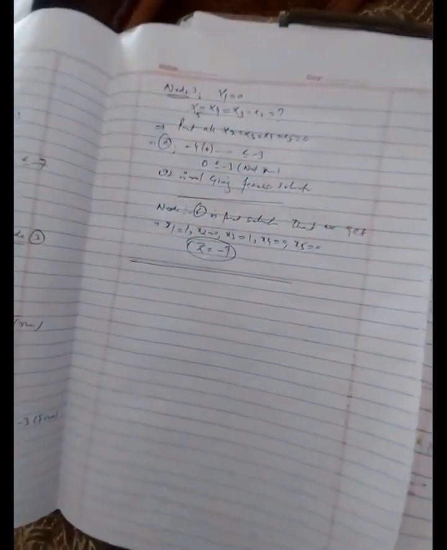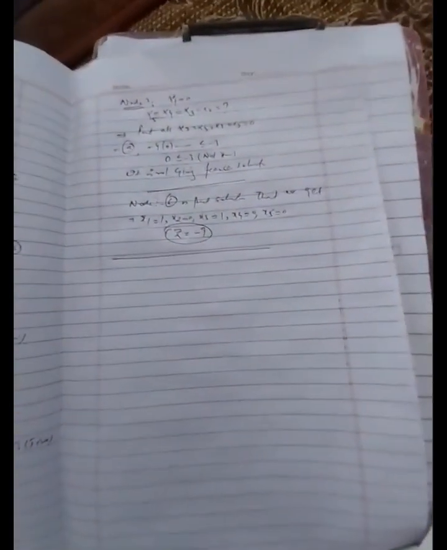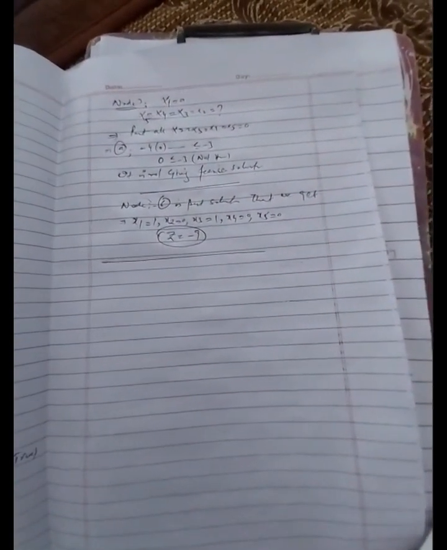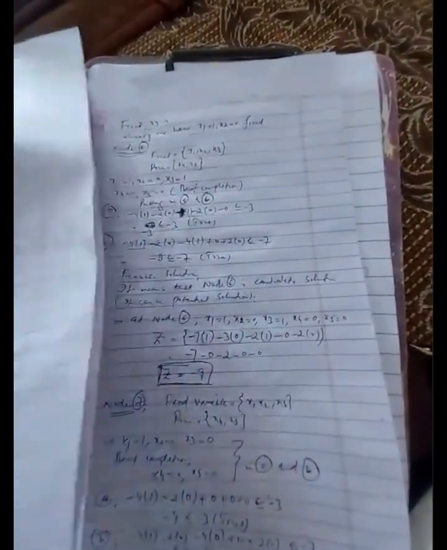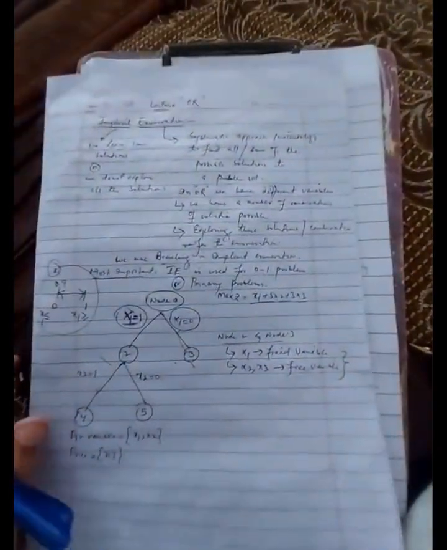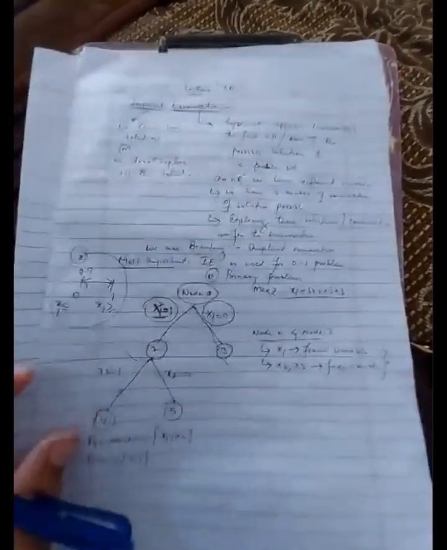I hope you understand the whole process of it, because I skipped some of the procedure because it was repeating, and you told me that you already know these things. So this is how the implicit enumeration is done. And it is simple, but it is a bit lengthy process.